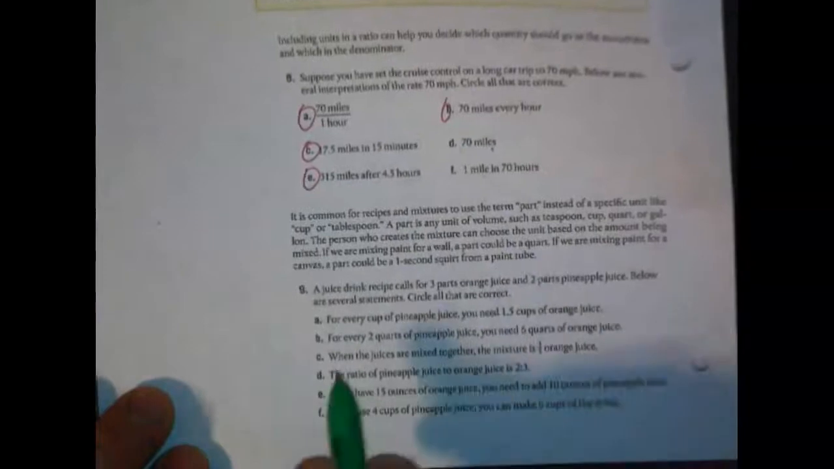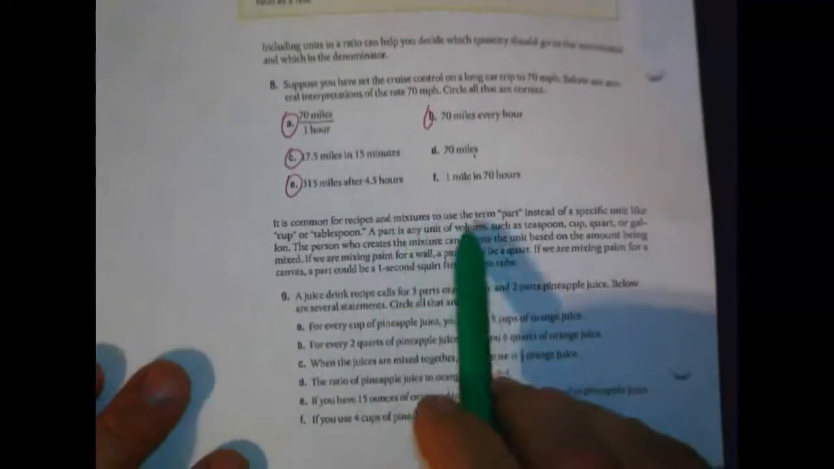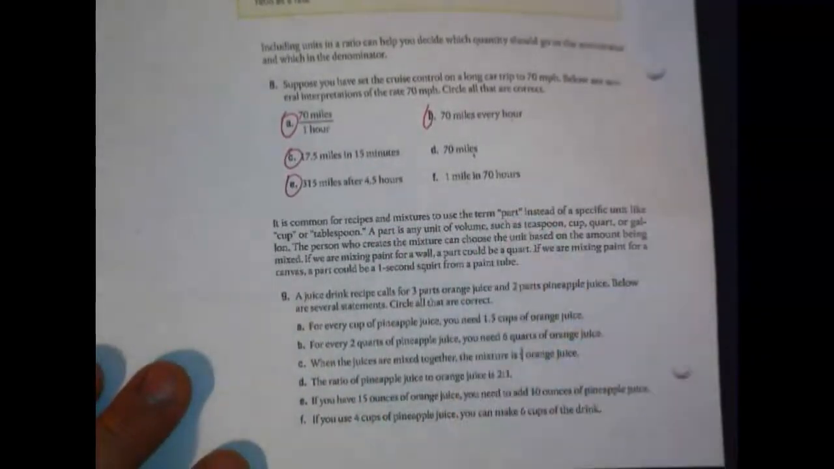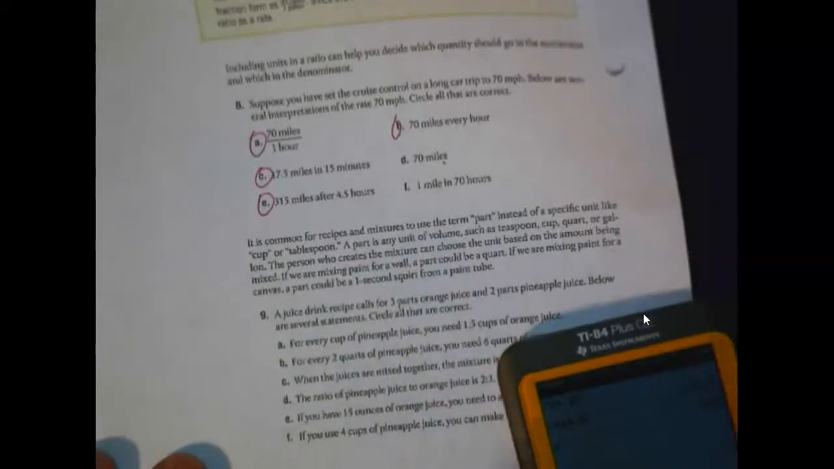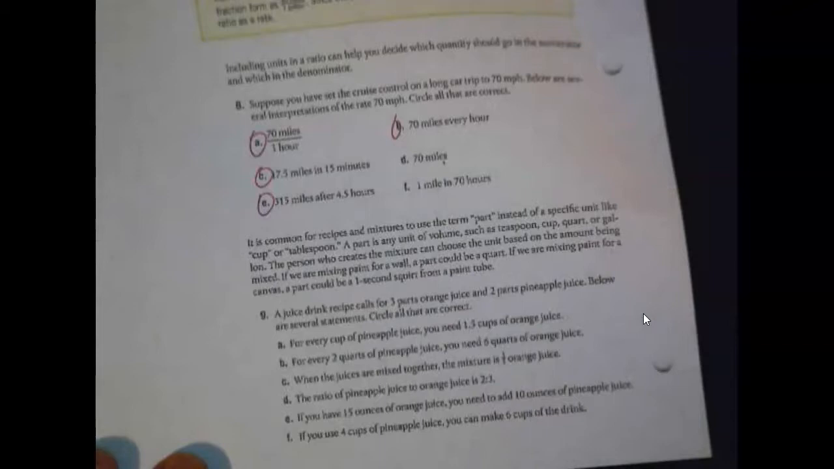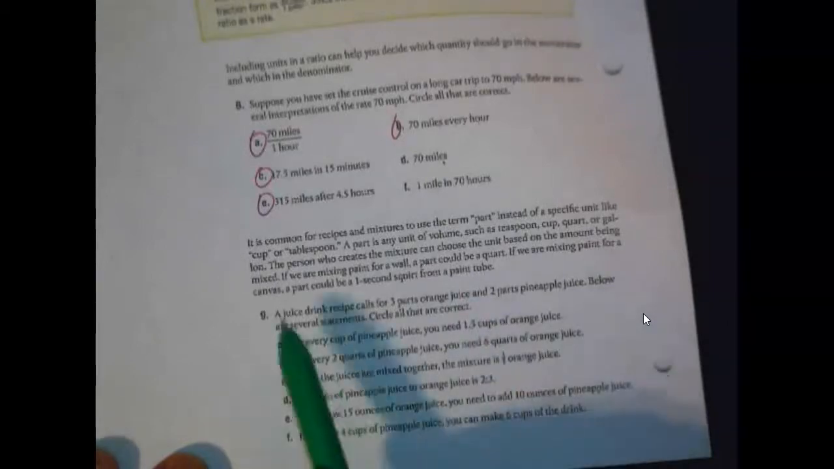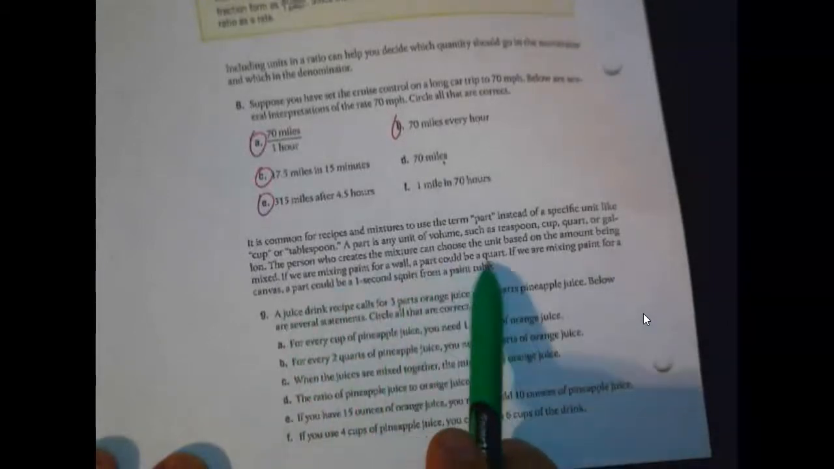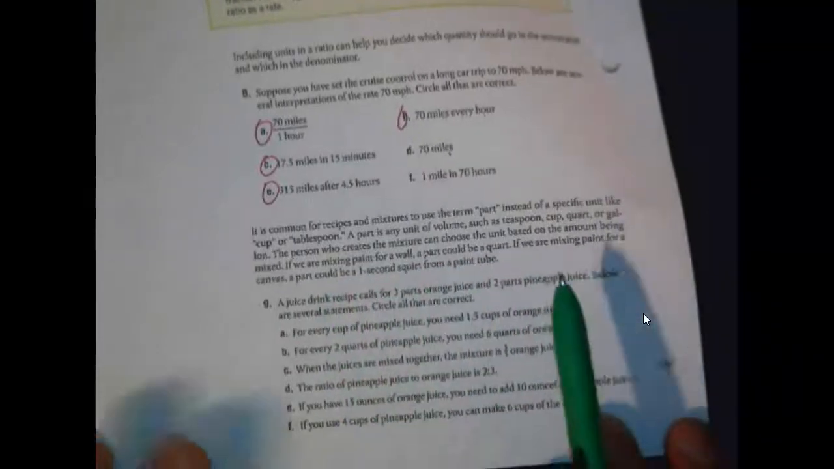Number 9. It's common for recipes and mixtures to use the term part instead of a specific unit like cup or tablespoon. A part is any unit of volume such as teaspoon, cup, quart, gallon. The person who creates a mixture can choose the unit based on the amount being mixed. If we're mixing paint for a wall, a part could be a quart. If we're mixing paint for a canvas, a part could be a second squirt from a paint tube.